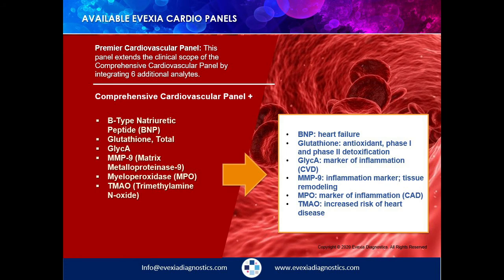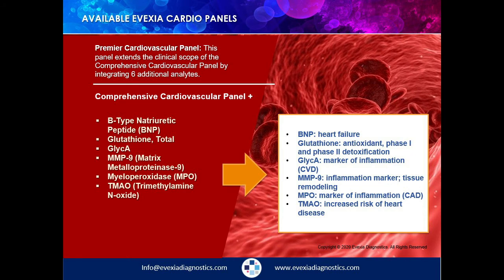The next analyte is glyce-A. Now, this analyte is a nuclear magnetic resonance composite biomarker of systemic inflammation and reflects serum concentration of glycosylated state in the main acute phase reactants. And an increase in this analyte is associated with cardiovascular disease and a cardiovascular event.